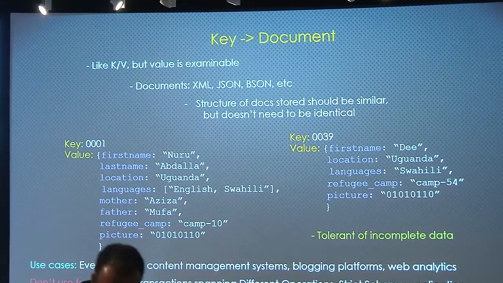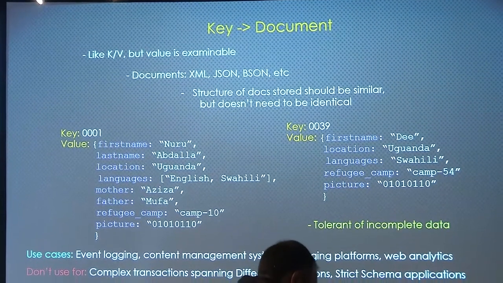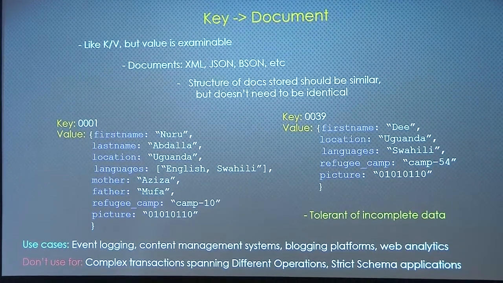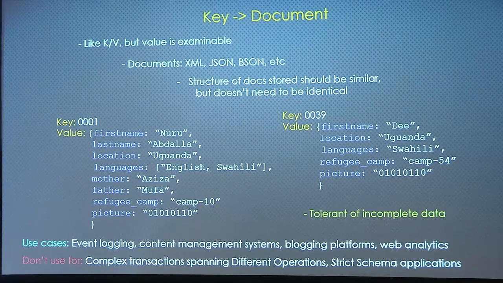You don't want to use these types of databases for any complex transactions that are spanning different operations, and you can't really have a strict schema here. If an item is missing, like on the key value on the right, then there's no null stored there. It's just basically blank. So sometimes when you query it, you'll get nothing back.